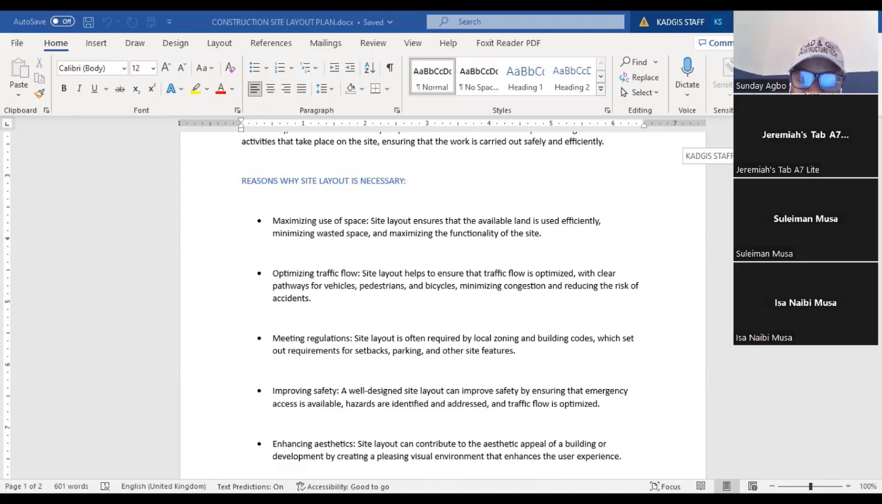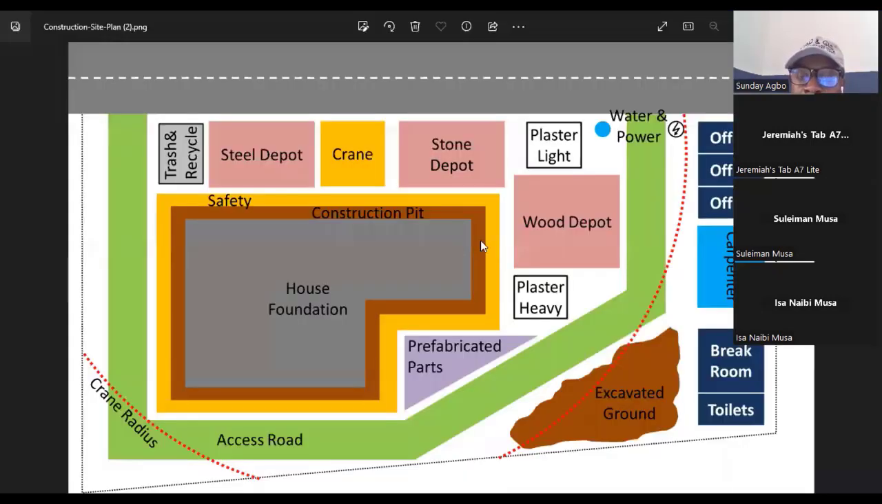Okay, I will actually share one particular plan. Okay. Okay, are you seeing my screen? Hope you are seeing my screen. Yes, sir. We are seeing your screen.